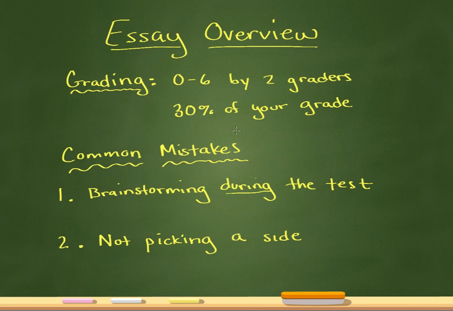Now here are some of the common mistakes that most people make the first time taking their essay, or really on the SAT in general. The first one is brainstorming during the test. You only get 25 minutes to write your essay. So what you want to try to do is not brainstorm during the test, but do a little brainstorming before the test. What this means is you want to come up with some topics that you could write about no matter what prompt they give you on the essay.